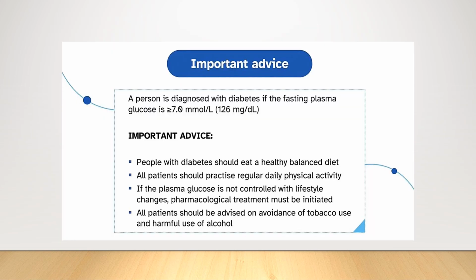Important advice. A person is diagnosed with diabetes if the fasting plasma glucose is greater than or equal to 7 millimole per liter or 126 milligrams per deciliter. The people who have been diagnosed with diabetes should eat a healthy balanced diet. All the patients should practice regular daily physical activity. If the plasma glucose is not controlled with lifestyle changes, pharmacological treatment must be initiated.